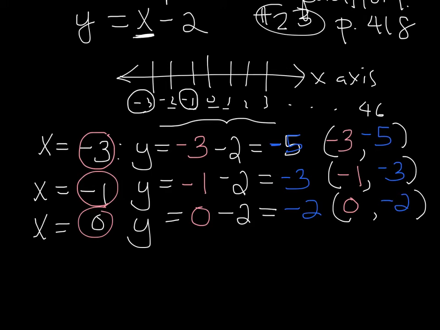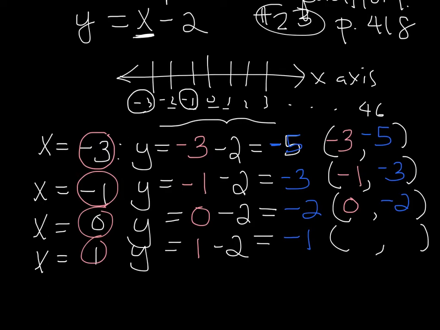And let me do one more. X equals, let's do 1. So if x is 1, what is y? y equals 1 minus 2 equals, and that's -1. So what's my ordered pair? Well, these are my inputs. I input 1 and my output was -1. Okay, so inputs and outputs.